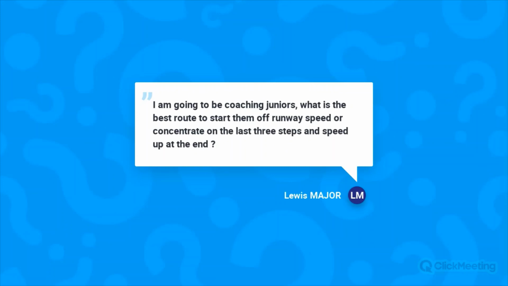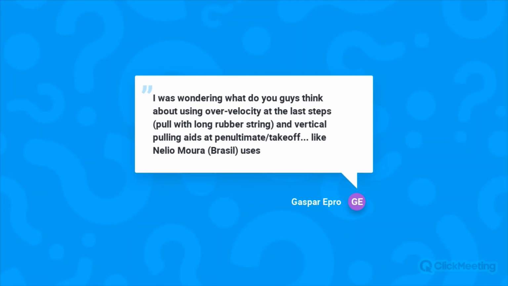Okay. We've got a couple more questions and then that might be us for this evening. I was wondering what you think about using over velocity at the last steps, a pull with a long rubber string, or vertical pulling aids in the penultimate takeoff like Nelio. I think when Nelio was over in England last year, he demonstrated some of that. Would that be right, Frank? I didn't go to the presentation, but I believe he did.